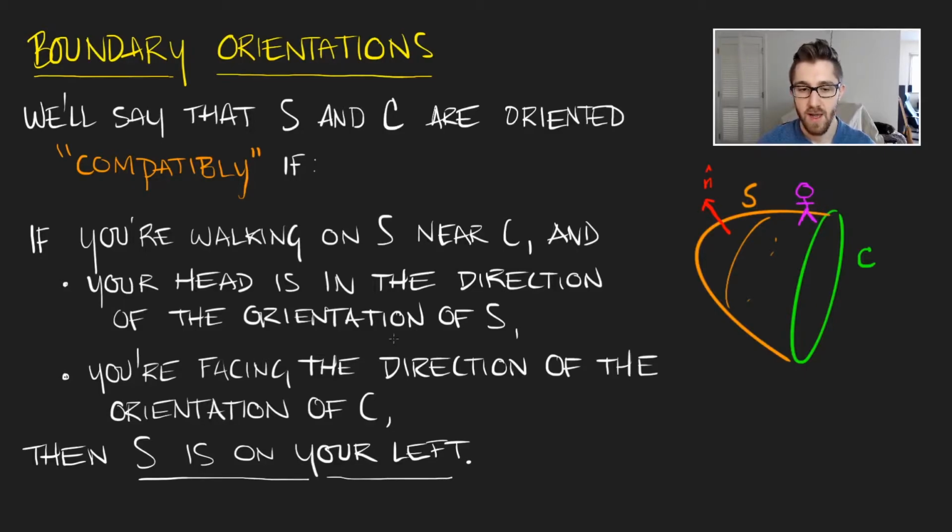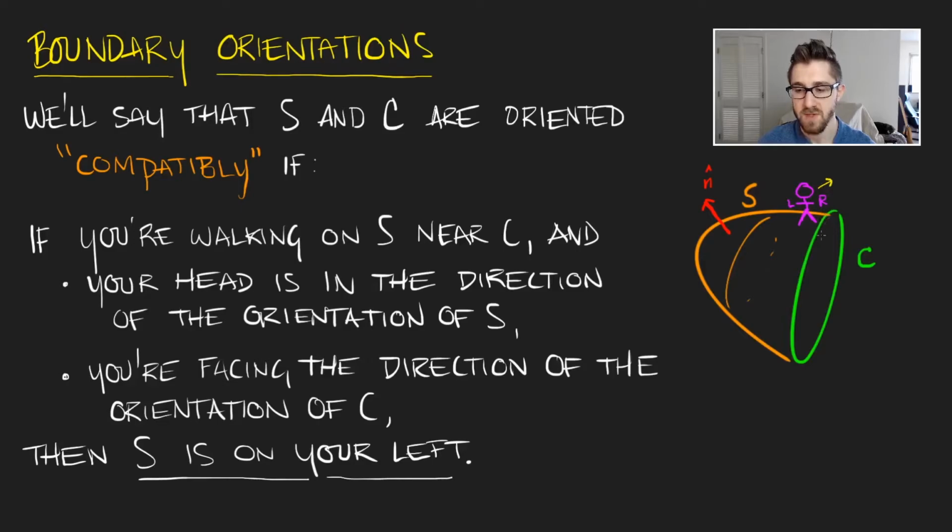So we're standing here, and we want the surface to be on our left. So we want this to be our left hand, and that to be our right hand. Now, if you imagine that this is our left and this is our right, it means that the direction that we're facing is kind of away from the camera here. We're facing outwards that way.